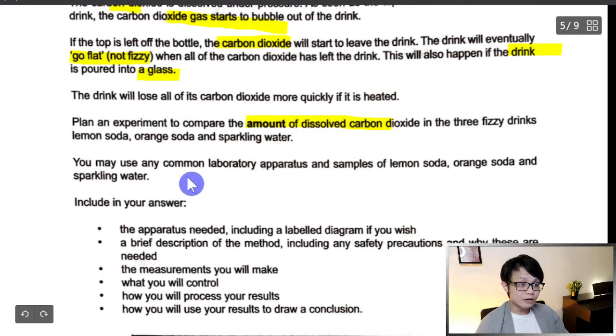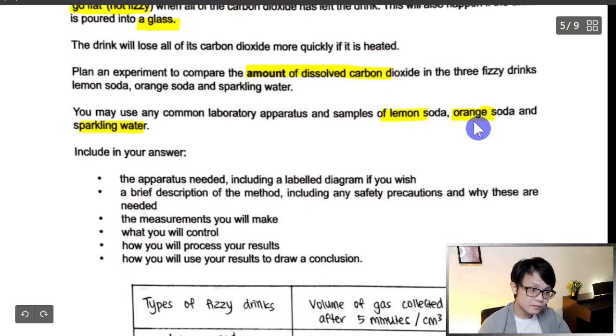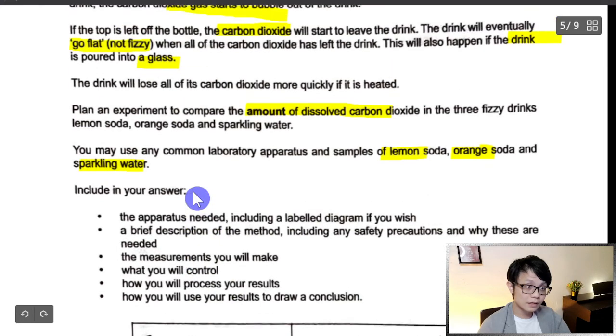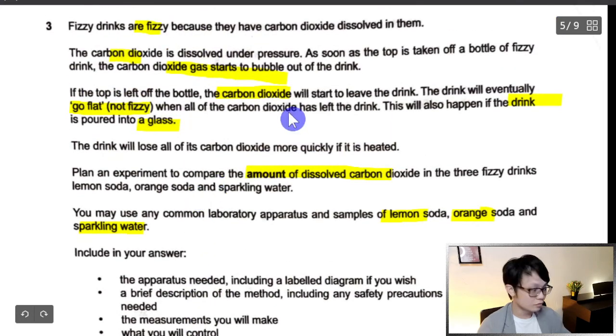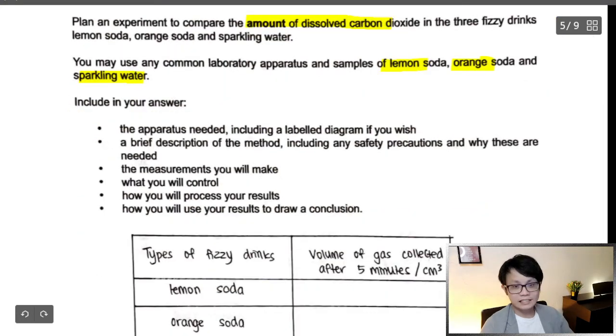You may use common laboratory apparatus. So you want to compare lemon soda, orange soda, and sparkling water to see which one has more gas. So what do you want to do? Here they didn't mention what to do. The experiment didn't mention how to do it, and we need to think ourselves how to measure the gas.